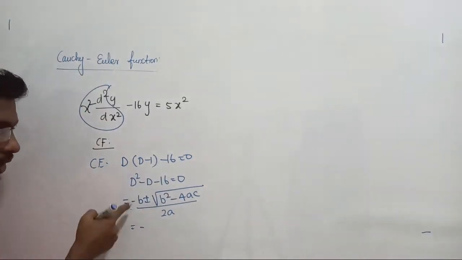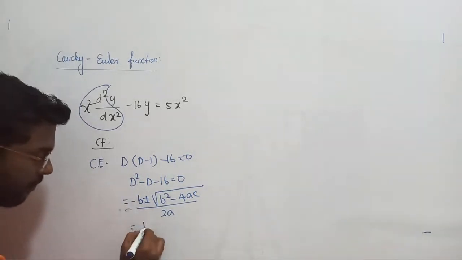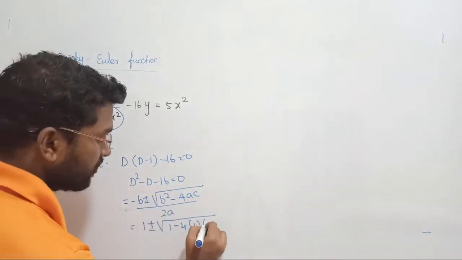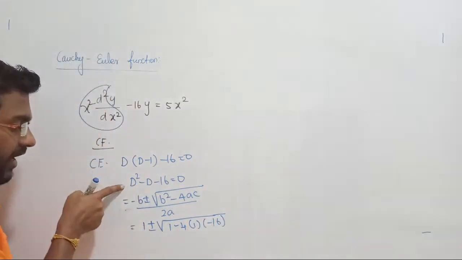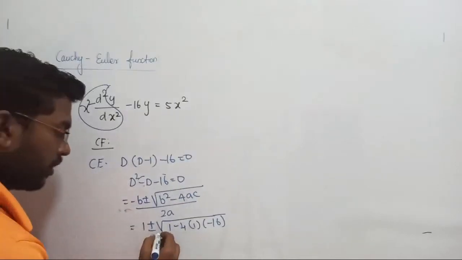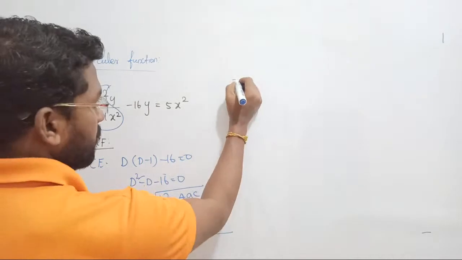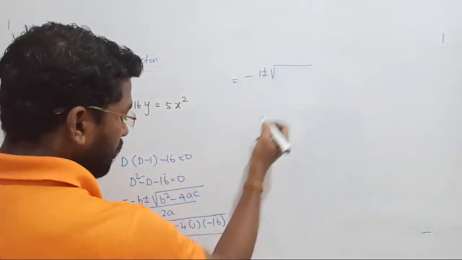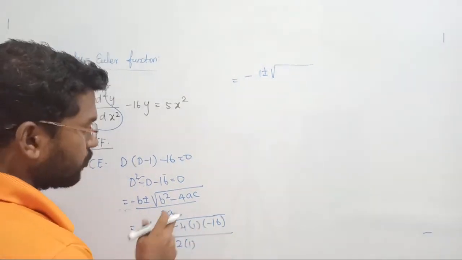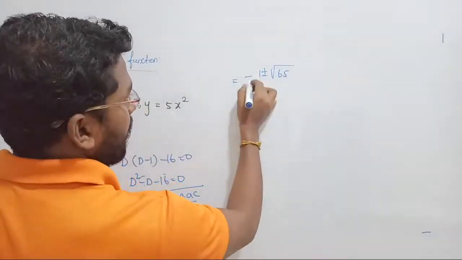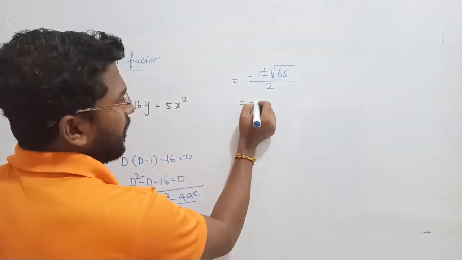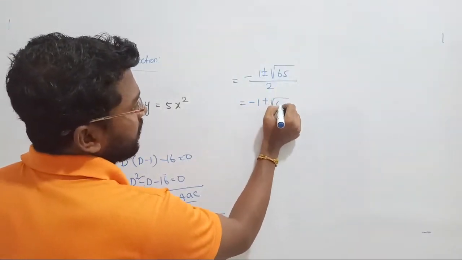Minus b value is minus 1, already minus, so it will become plus 1, plus or minus root of b square is 1 minus 4, value of a is 1, c is minus 16. a is 1, this is a, this is b, this is c. Anyway, a equal to 1. Denominator twice of a is 2. Reduce the function. We are going to get 1 plus or minus under root 4 times 16 will give you 64. Minus into minus will become plus. 64 plus 1 will become root of 65, upon 2. Anyway, by using calculus you can proceed further. Let me write like this: minus 1 plus root 65 upon 2.